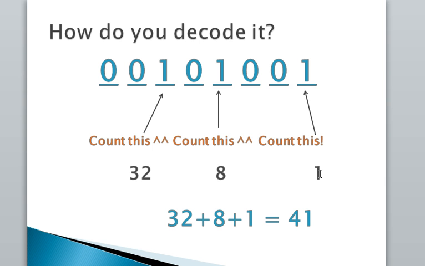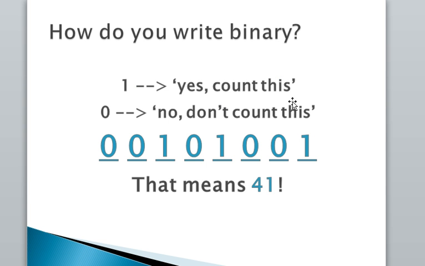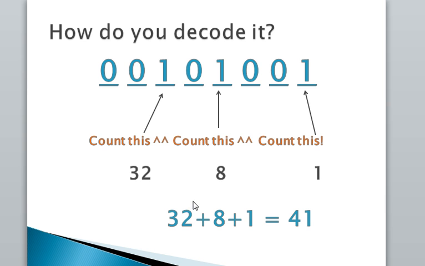2 to the 0 is 1. This is an 8, and this is a 32. You just add these values together. 32 and 8 and 1 equals 41. That was this example up here. Now you guys know how to count it.